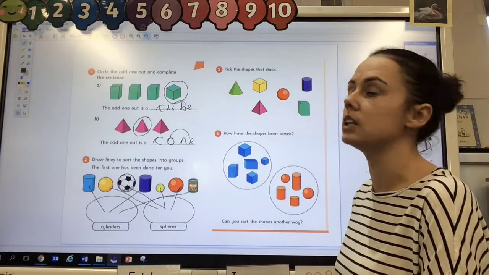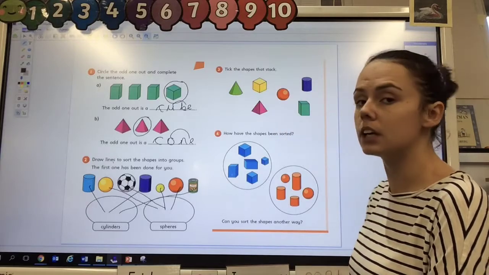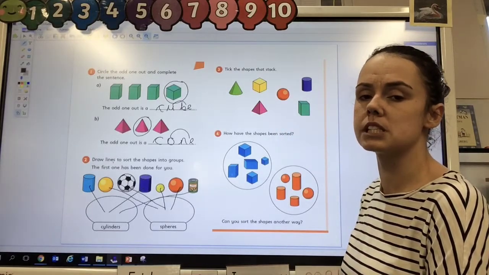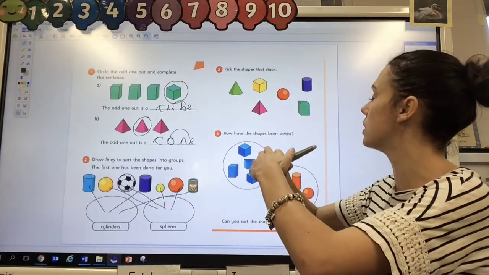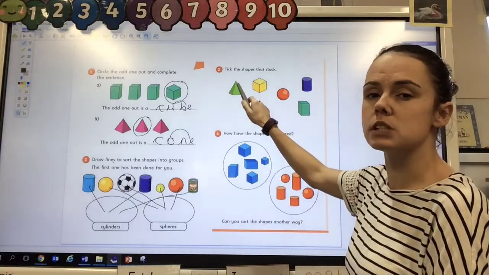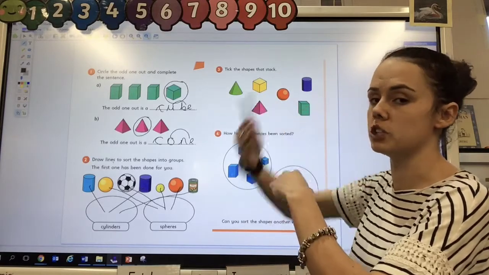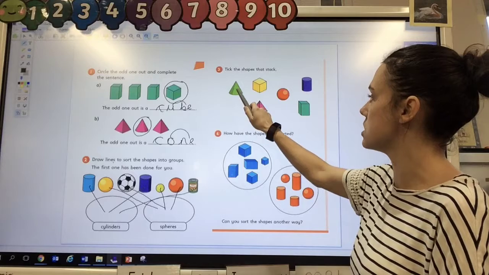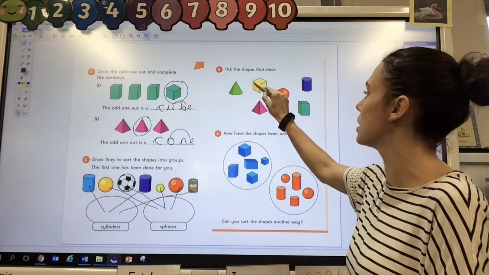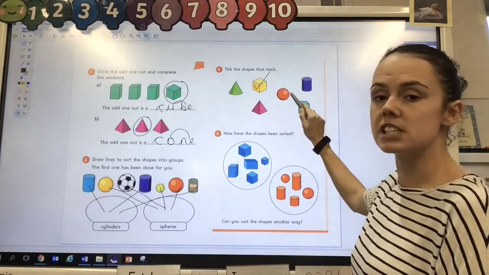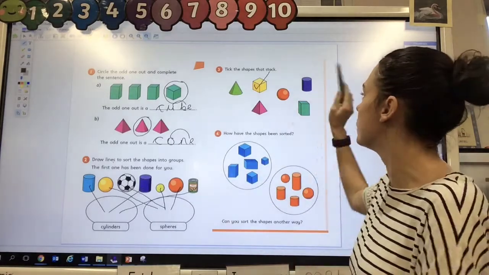Our next part asks us to tick the shapes that stack. Can you remember which shapes stack? The stacking is on top of each other. So, did a cone stack? No, well done. So if we put a cone on top of a cone, it just fell off. So a cone doesn't stack. A cube. Does cube stack? Yep, well done. Does a sphere stack? No, they just kept rolling, didn't they?